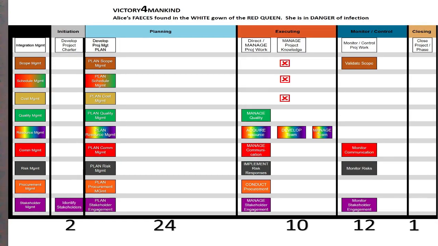Let's go to the next one. Victory for mankind. We for M. We for M. Victory for mankind. Alright, so try to remember this, quite disgusting, but it's okay. We just want to be imaginative and be creative in our imagination. So it says, Alice feces found in the white gown of the Red Queen. She is in danger of infection. Alright, so that's also pretty disgusting though, but then it just makes your imagination go wild. Disgusting is also part of an emotion, right?